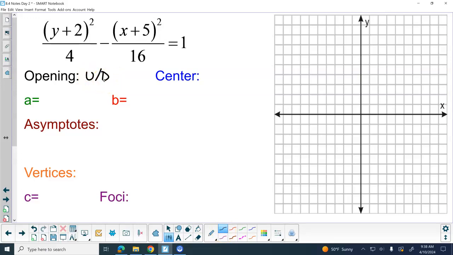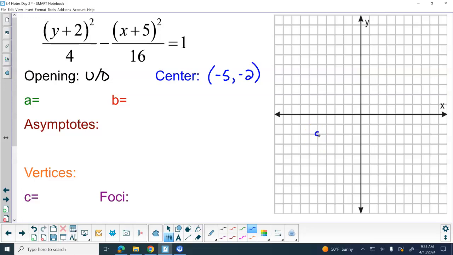Where is the center? -5, -2. That's the problem with these up-down ones, is you always want to go left or right to find the center, but it's different on this one because the axis comes second. Okay? So 2, 4, so my center is there.